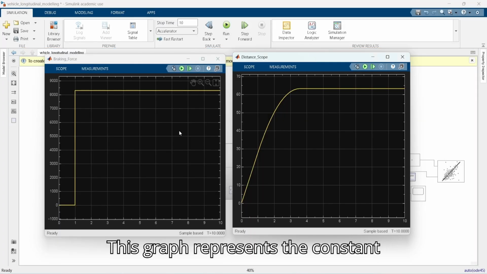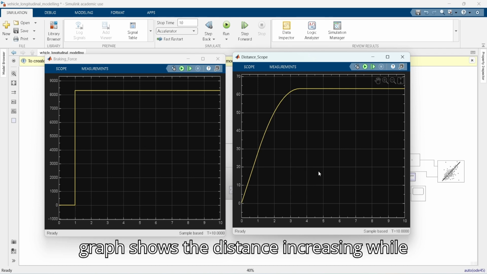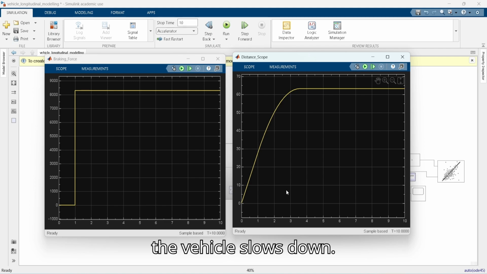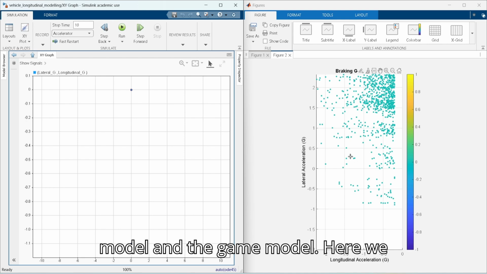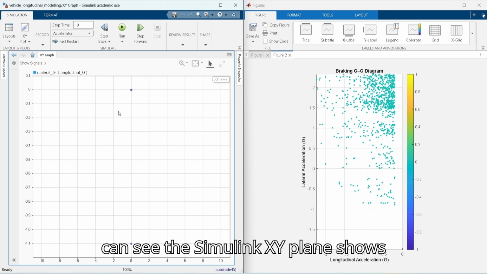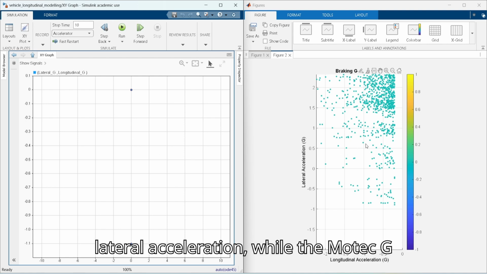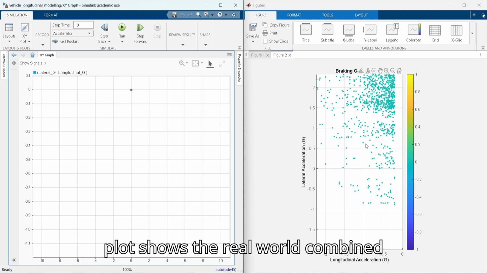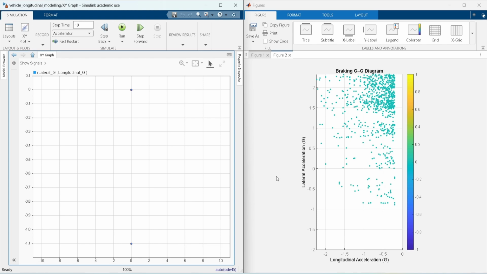This graph represents the constant braking force during braking, and this graph shows the distance increasing while the vehicle slows down. Let's compare the Simulink model and the game model. Here we can see the Simulink XY plane shows the ideal straight line braking with zero lateral acceleration, while the MoTeC GG plot shows the real-world combined braking and cornering behavior with scattered loads.